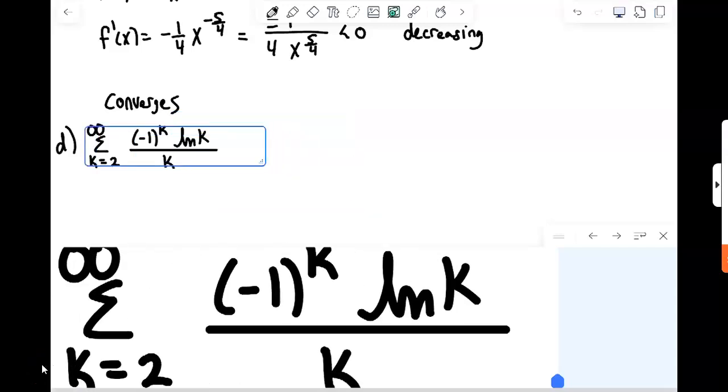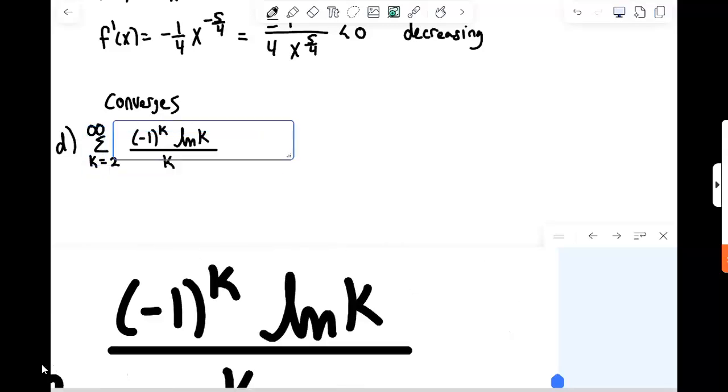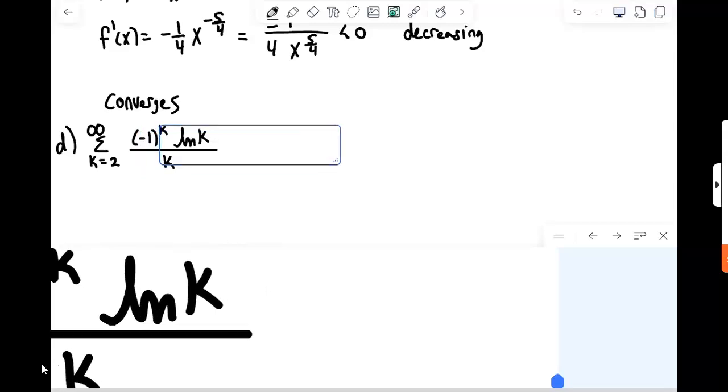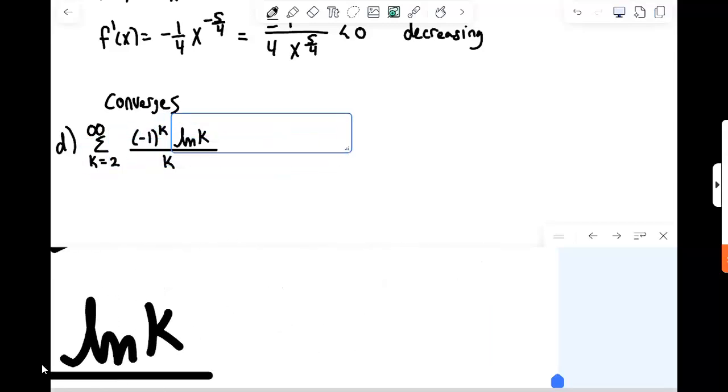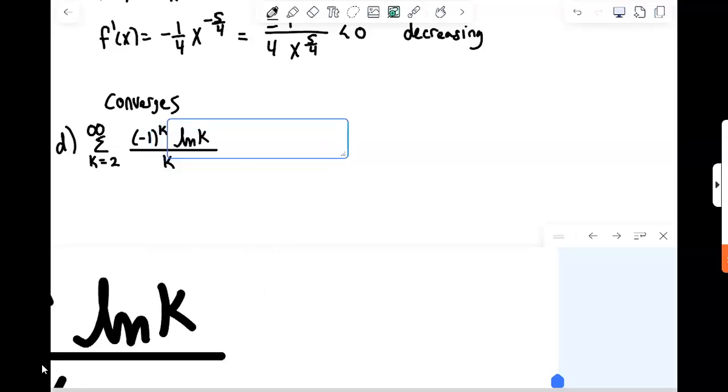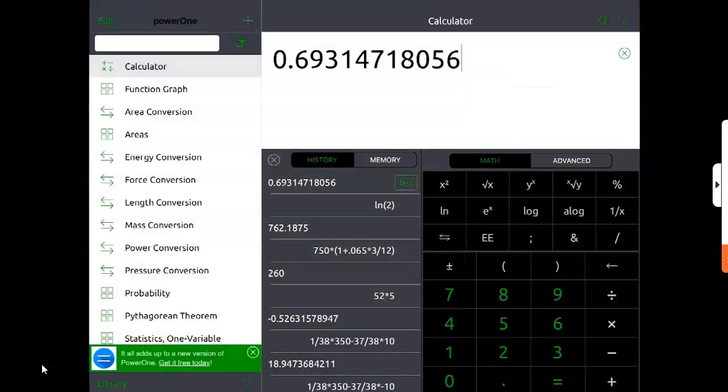Okay, so let's consider this example here. Testing the convergence of the alternating series, (-1)^k times ln k over k. So first thing is, k is bigger than 2, ln is positive, and so is k. Ln of 2, you can real quickly check, that's 0.69. As long as you're looking at ln of numbers bigger than 1, you're going to be positive.